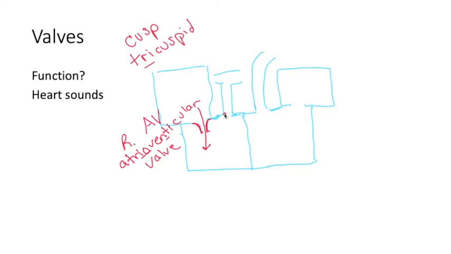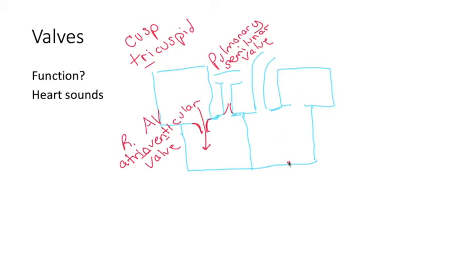Our next valve goes between the right ventricle and, it's hard to draw these, this vessel here, the T vessel, which hopefully you remember is the pulmonary trunk. And this particular valve right here is called the pulmonary semilunar, because apparently the cusps looked like half moons to anatomists. So that's the pulmonary semilunar right here.